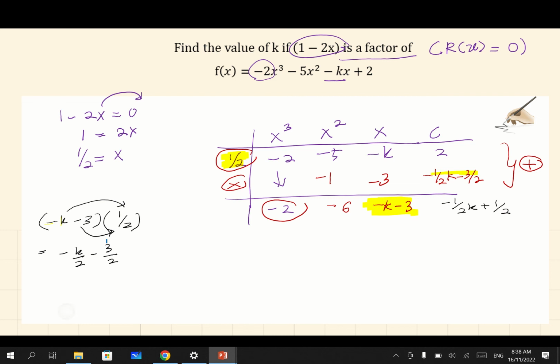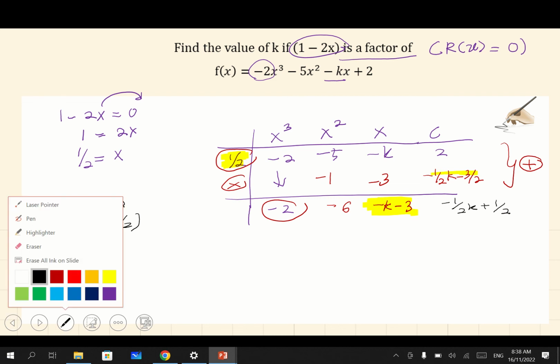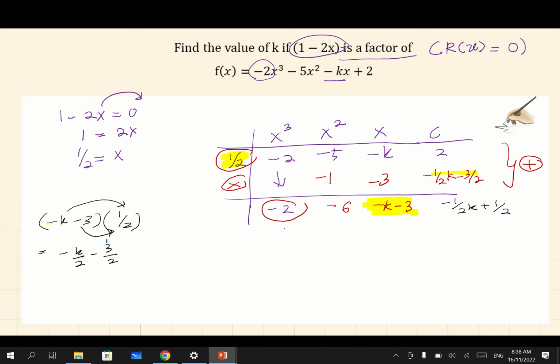Okay, so bila kita dah selesai ni, kita renamekan balik kita punya table. Yang bawah ni dia akan jadi X kuasa 2. Yang X kuasa 2 akan jadi X. Yang X akan jadi constant. Yang constant jadi remainder. So from this value yang kita dapat, kita check balik soalan dia nak value of K. So kita dah tahu kalau dia kata factor, remainder should be equal to 0. So kita ambil yang remainder sahaja, kita setkan with 0. So negative 2K plus 1/2 equal with 0.